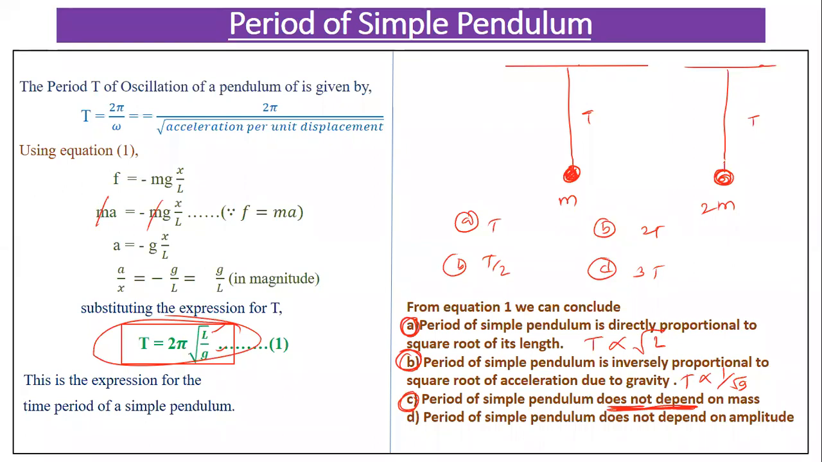Period depends on the length, and I consider the length of the string in both cases to be the same. So the period does not depend on the mass of the bob, that you remember. This is the third conclusion.